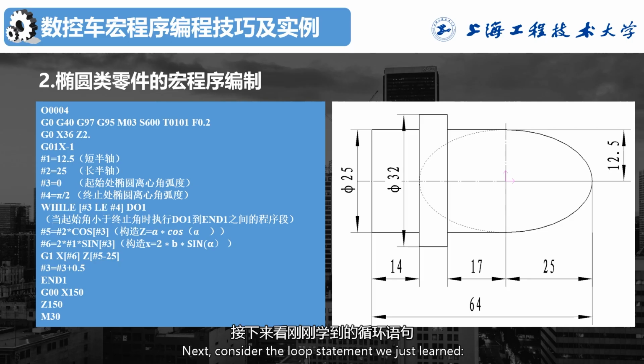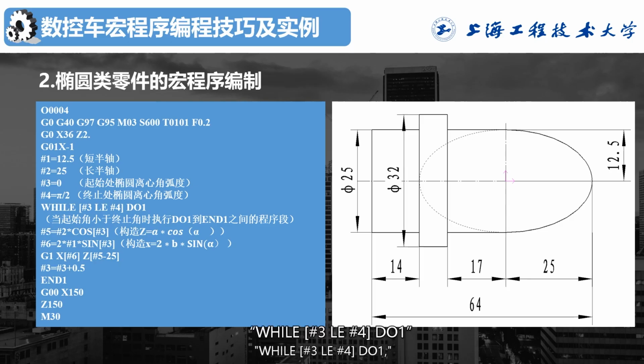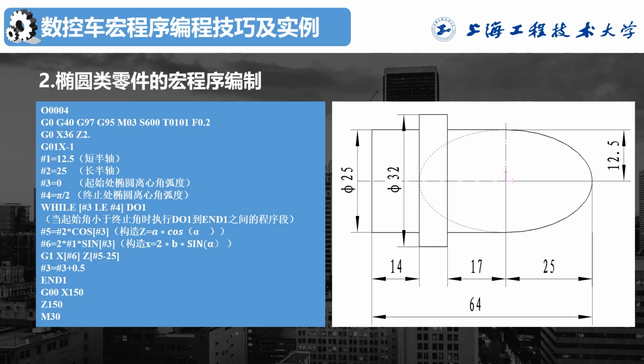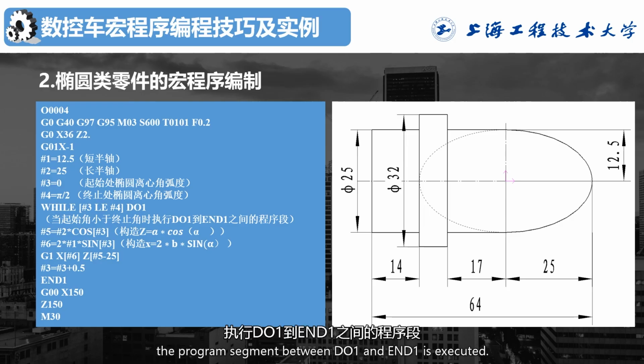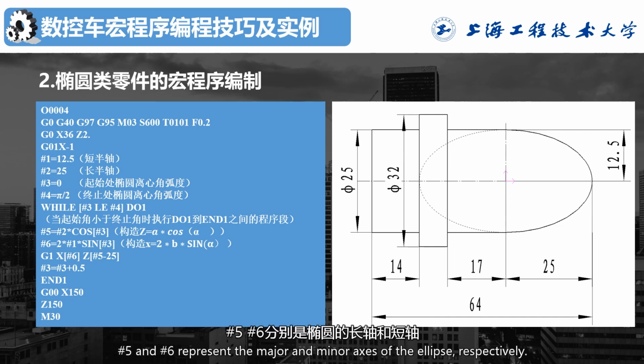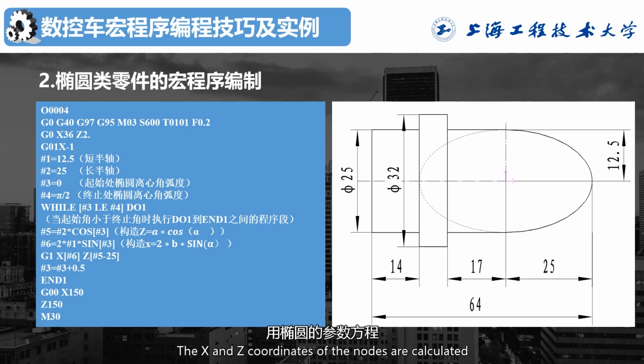Next, consider the loop statement we just learned, WHILE #3 LE ... DO1, meaning that when the starting angle is less than the ending angle, the program segment between DO1 and END1 is executed. When the starting angle exceeds pi divided by 2, the loop ends. Within the loop, #5 and #6 represent the major and minor axes of the ellipse, respectively. The x and z coordinates of the nodes are calculated using the parametric equation of the ellipse.